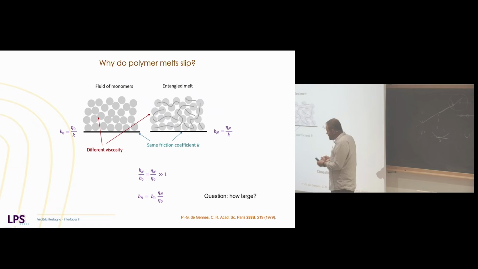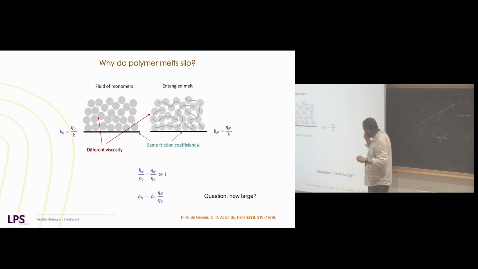I mean, if you think in terms of De Gennes' idea, k was really something local, depending on the monomer-surface interaction. Of course, the fact that this monomer is linked to this one may change the potential a little bit, but not that much. Basically, the interaction between this one and this one didn't change that much. I mean, that's a hypothesis.